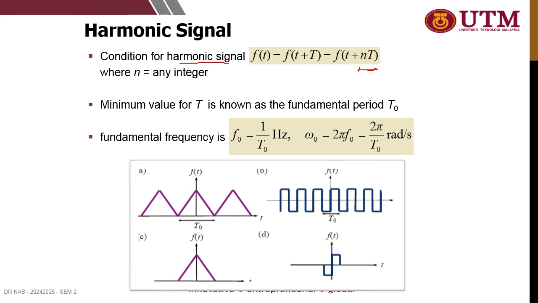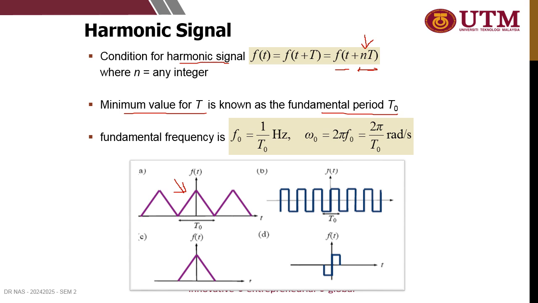Okay, so you can see at the bottom here some signals, whether it is harmonics or not. Okay, so the harmonic signal is basically the fundamental signal f(t) that repeats itself a few times, okay, and represents the harmonics number, the times the signal repeats itself. So the minimum value for T is known as fundamental period given by T naught. So from the figure here you can see the T naught is basically one cycle, okay, one cycle of signal that repeats itself multiple times.